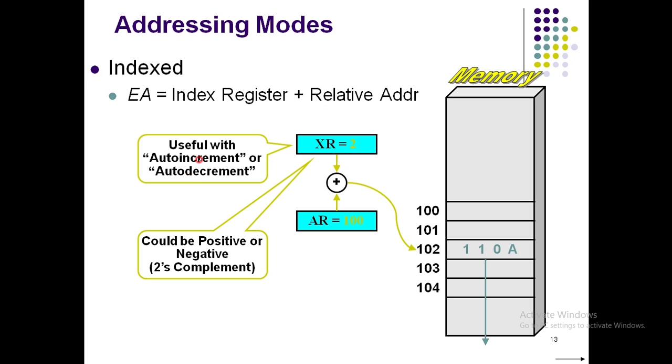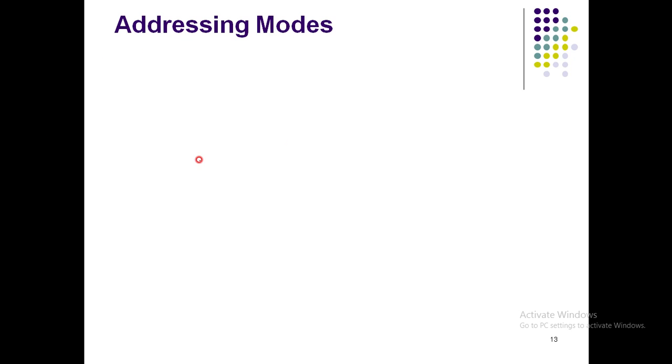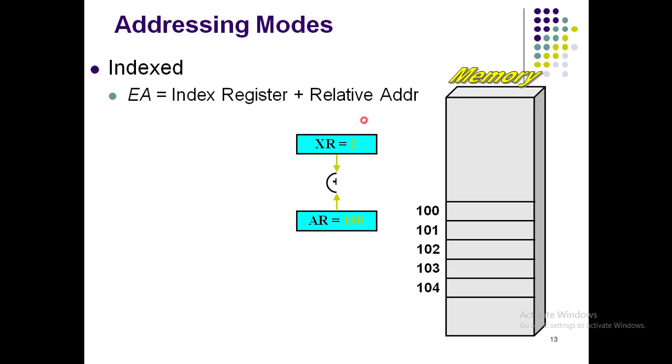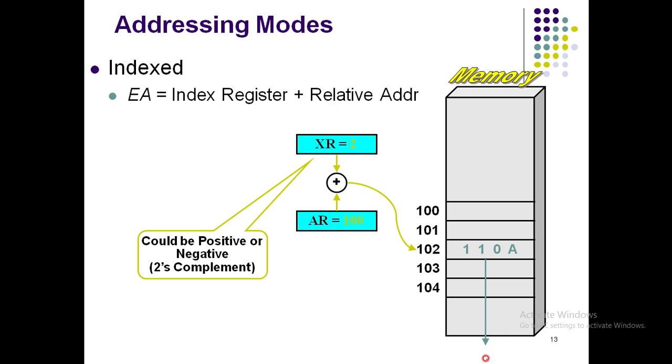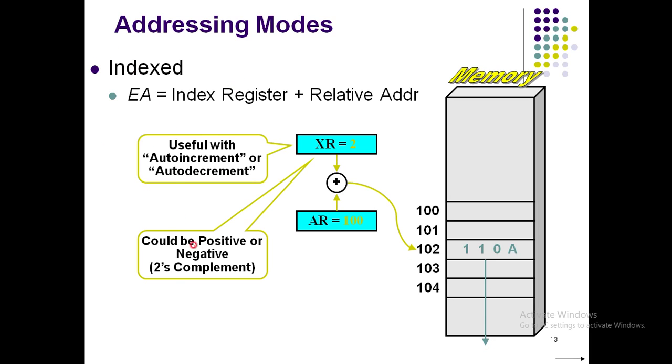This diagram is clear. If you want, I will give you a small recap so that it's very clear. So what is happening? XR is 2, AR is 100. Both get added up. XR and AR are nothing but your index register and relative address, which will go to 102. It will fetch the operand from there and you will get the answer. These two are minor things. We are just trying to tell you that it could be a signed or unsigned number and where it is helpful.